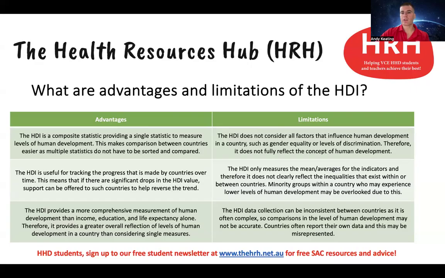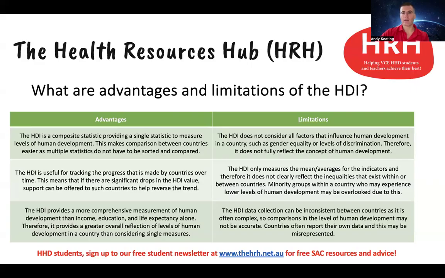In terms of limitations, you can see that the first one, it doesn't consider all factors that influence human development, and gives a couple of examples there. So gender equality and levels of discrimination, and therefore it doesn't necessarily fully reflect that concept or the levels of human development in a particular country. But regardless of that, it is still a relatively good measure, and there's not many other better single measures out there. Down the bottom, you can see the third limitation talks about the data collection can be inconsistent between countries, as it's often complex to collect this data, so comparisons in the level of human development might not always be accurate, and sometimes countries might misrepresent their data, and so that can also be an issue.